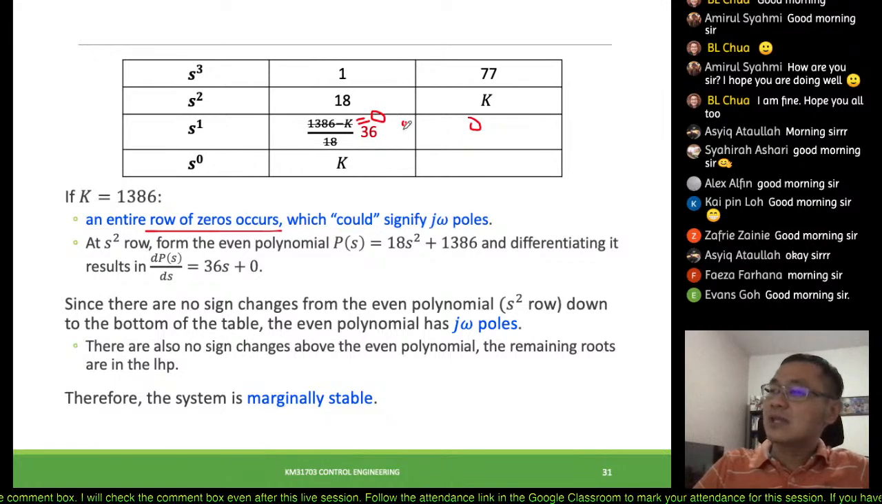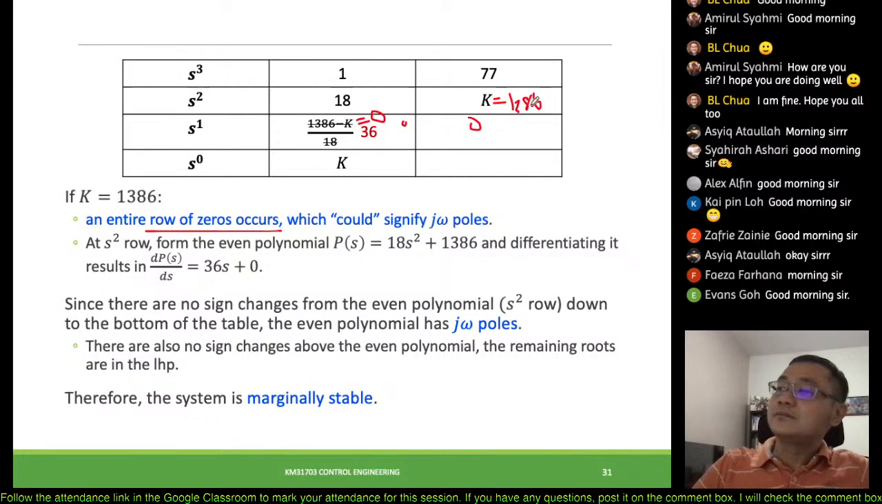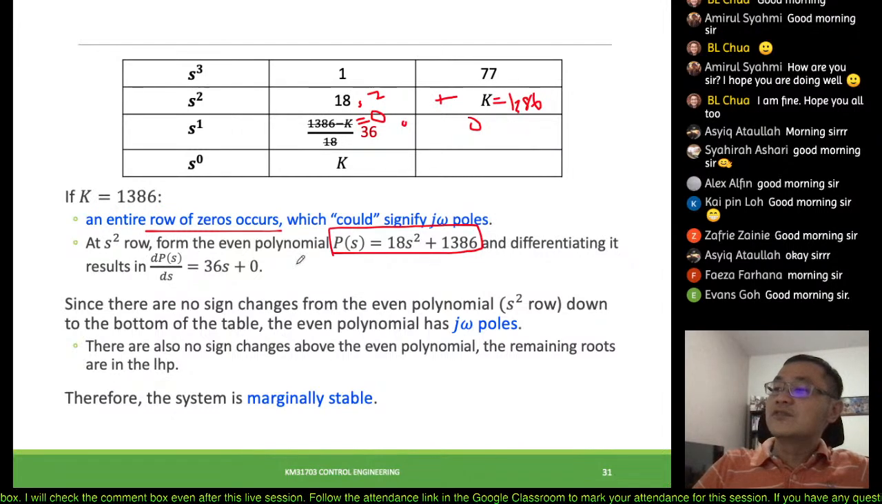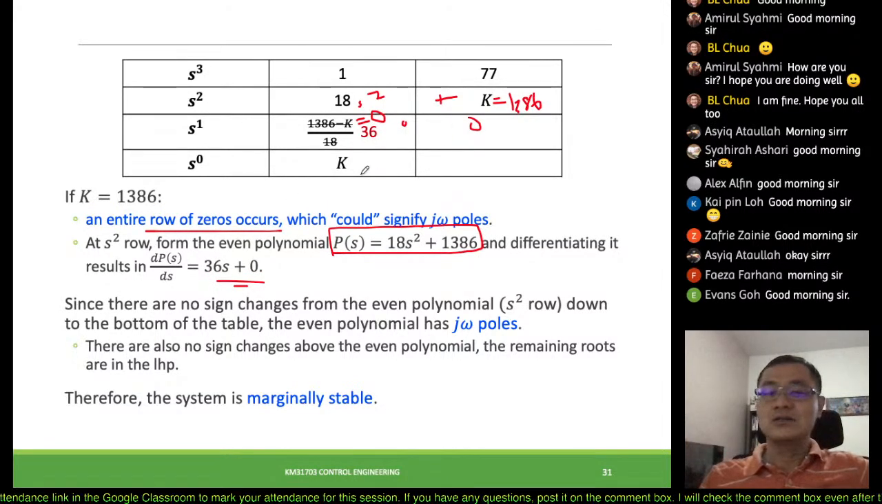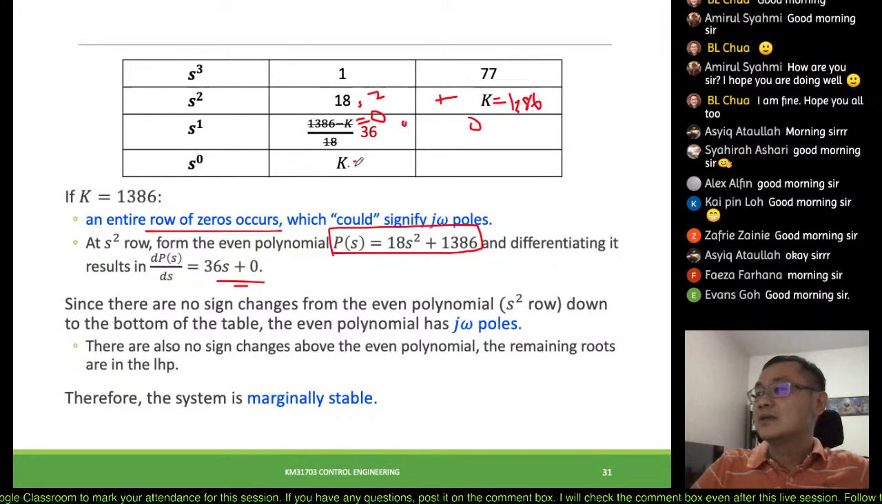We analyze as usual, okay, we take the row above it. Now K is equal to 1386, so our even polynomial will be as such: 18s to the power 2, plus 1386, right? So we differentiate it, we get this value. Once we get this value, we assign it as 36, 0, and so on. Again, this one is according to 1386.